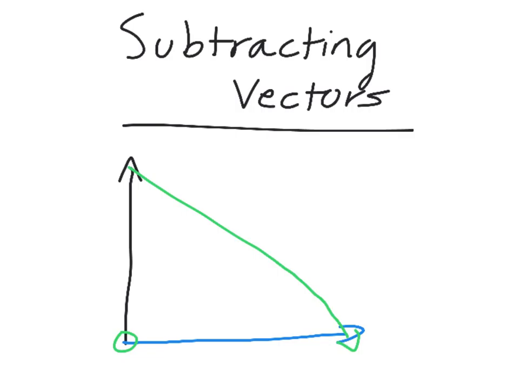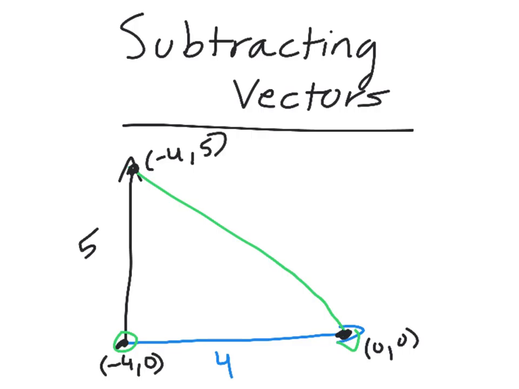So let's give these a few labels. So let's call right here the origin, so that's 0, 0. And then I want to say that this blue vector is about 4 units, while this black vector is about 5 units. So then this point right here must be -4, 0. And this point must be -4, 5. So to subtract these vectors, we must subtract the black vector by the blue vector. So the black vector is 0, 5. Let's make that a better bracket.